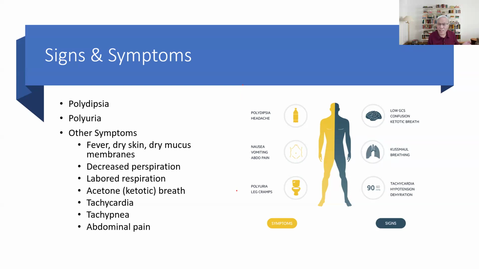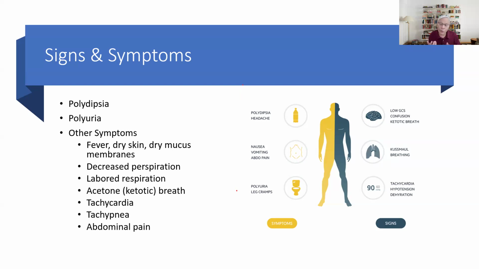So what does that include? Well, fever, for one. Fever is not necessarily from infection, but it could be as a result of your dehydration. Dry skin, dry mucous membranes, decreased perspiration, and of course, labored respiration, which is Kussmaul's respirations. And sometimes you would smell the sweet odor of their breath.